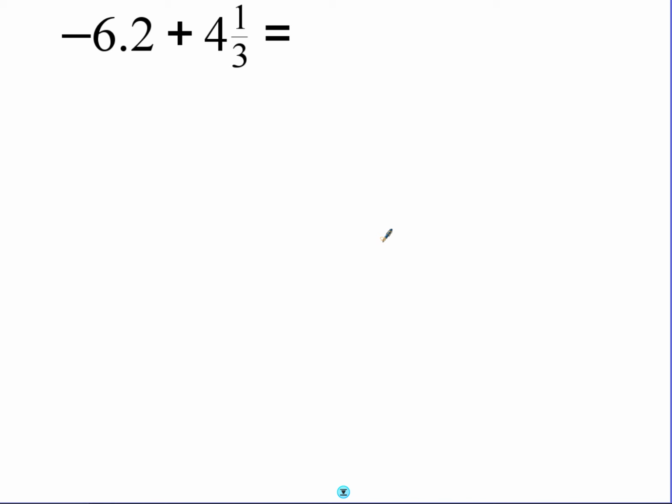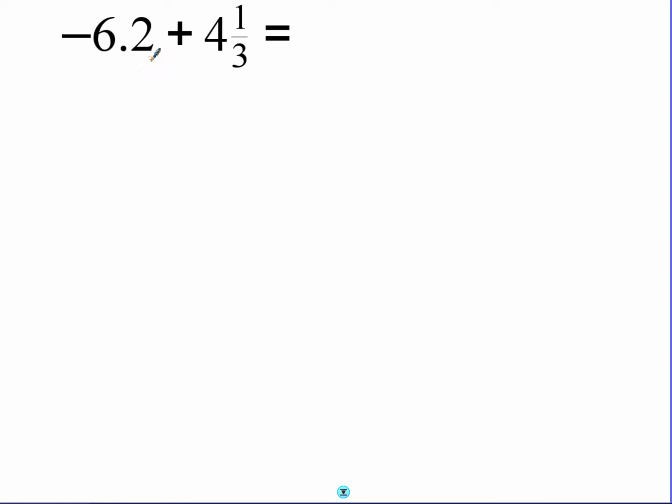So here's a problem that has a decimal number added to a fractional number, because the fraction is 1/3. This is a problem we would have to convert over to fractions. 1/3 is not an exact decimal. So negative 6.2.